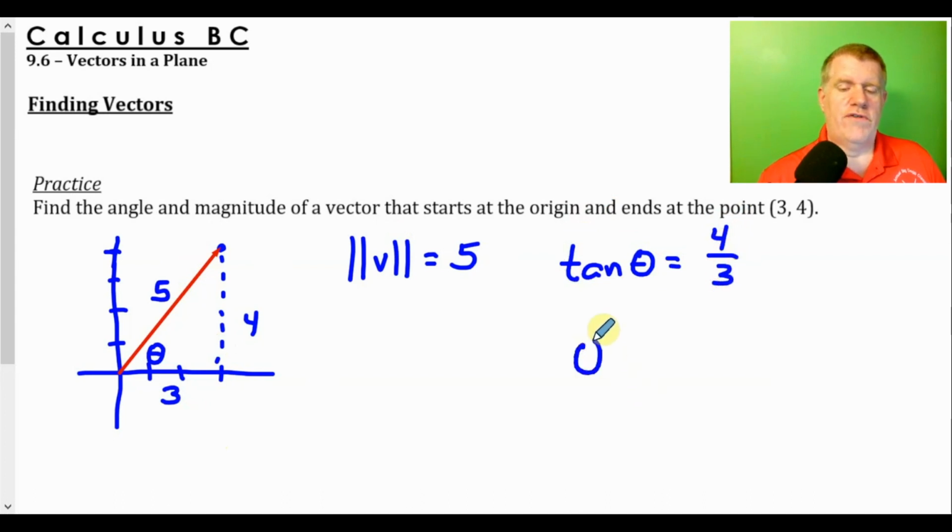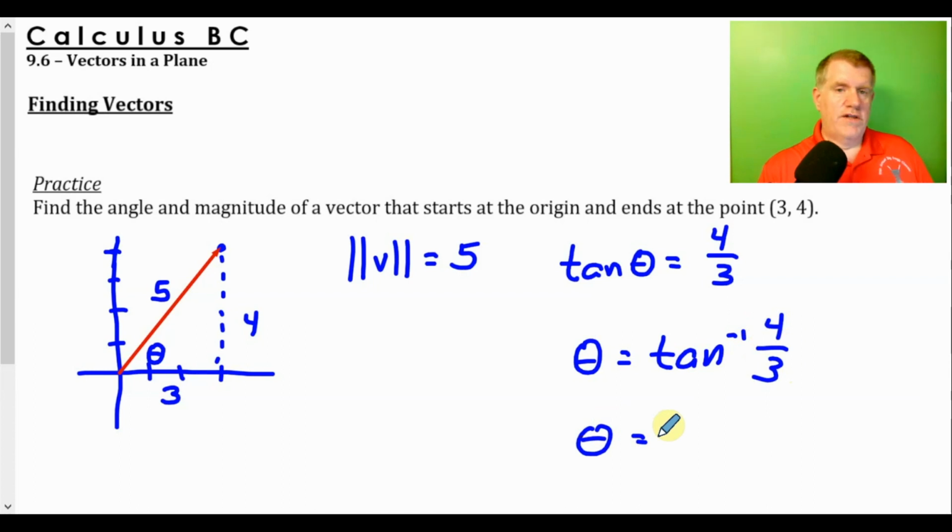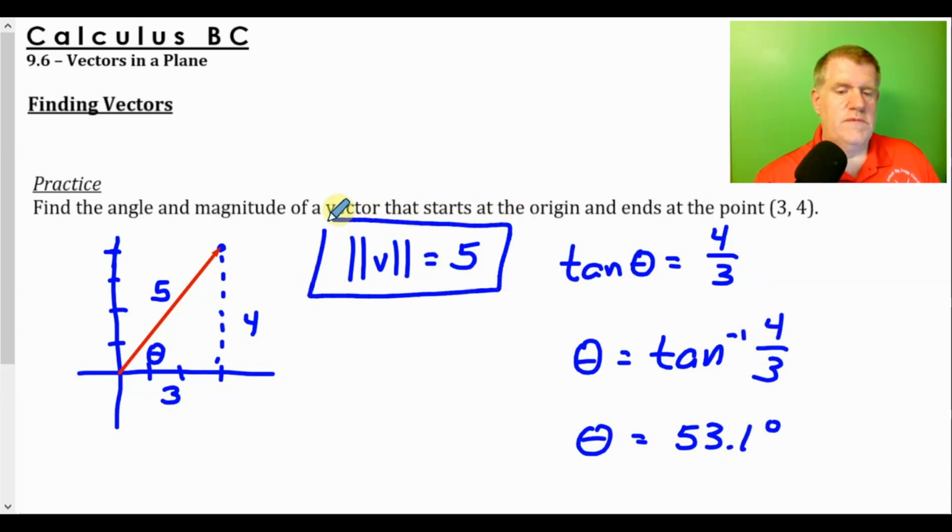So your angle theta is just going to be the inverse tangent of 4/3. Now, be very careful because your calculators are most likely set to radians. Well, they need to be set to degrees. And if you put that in your calculator, the inverse tangent of 4/3 is 53.1 degrees. So make sure you're in degrees for this one. So here's your magnitude. There's the angle.